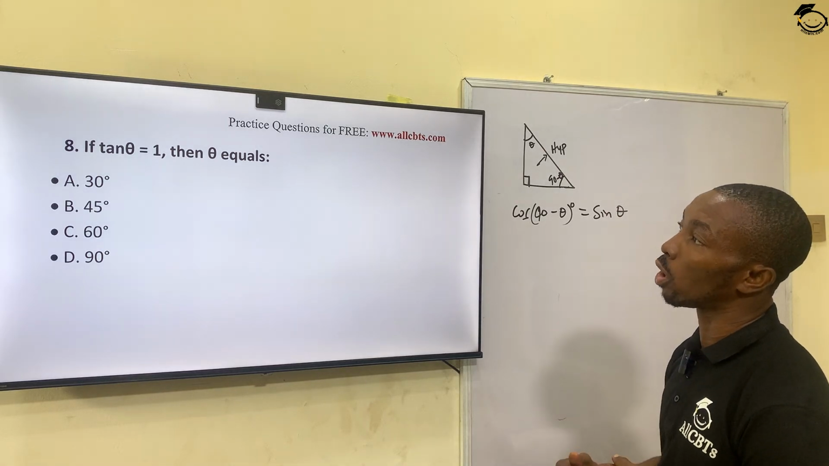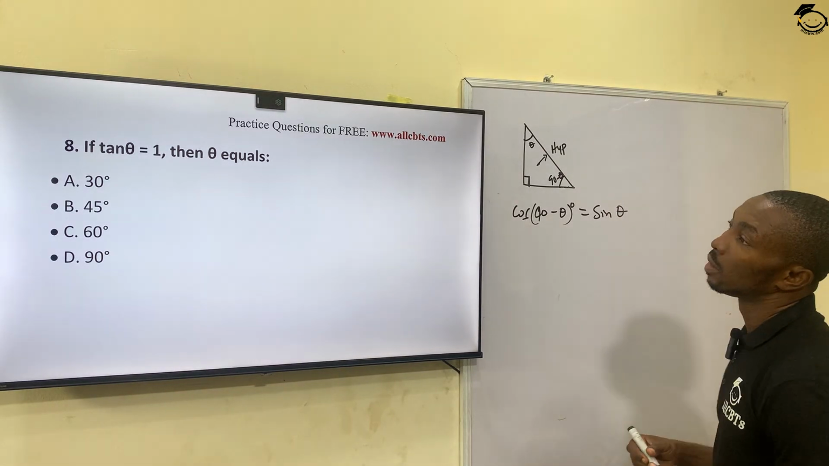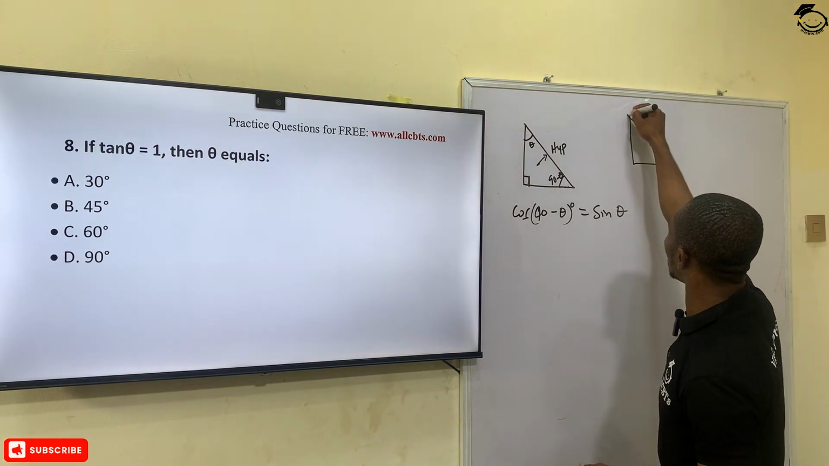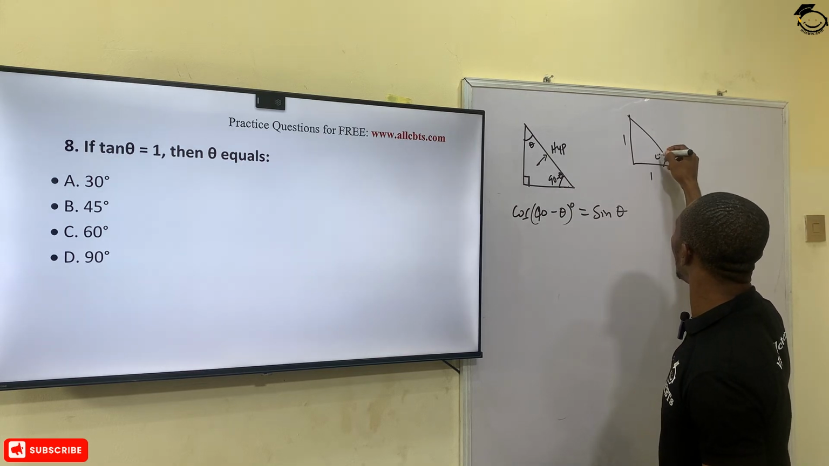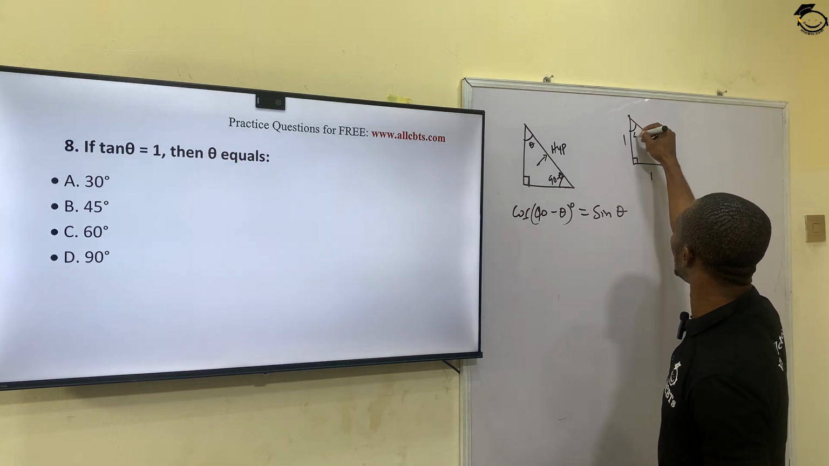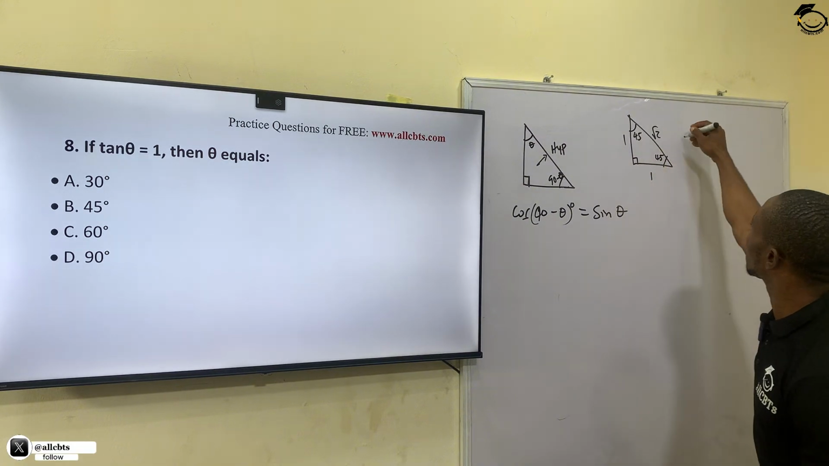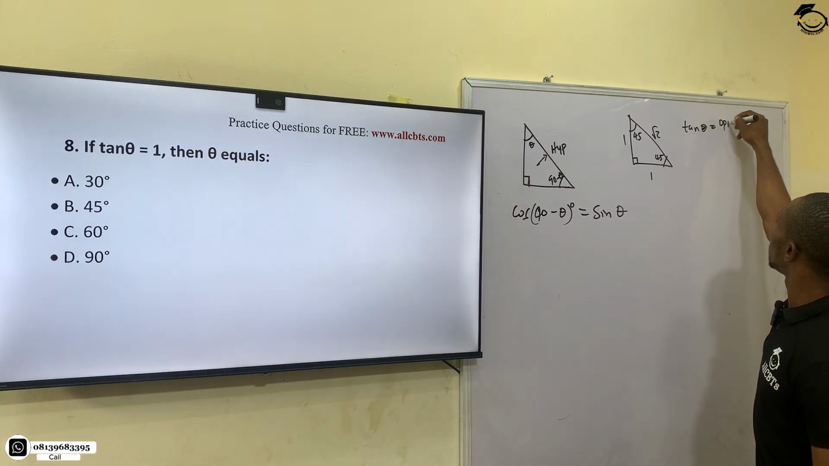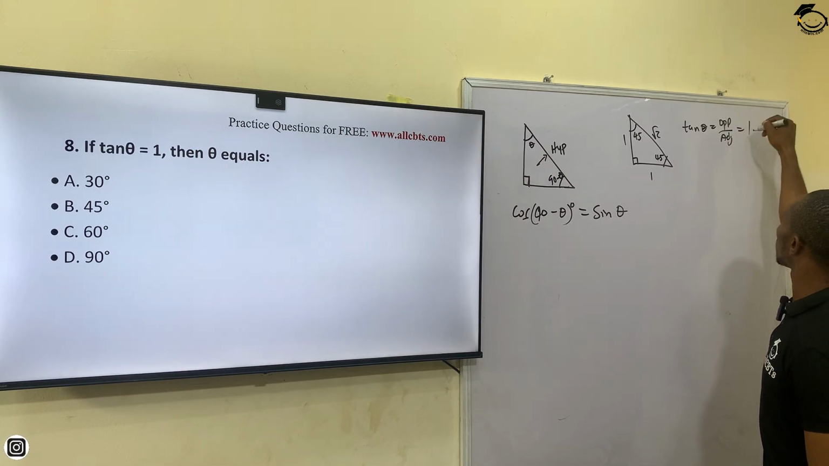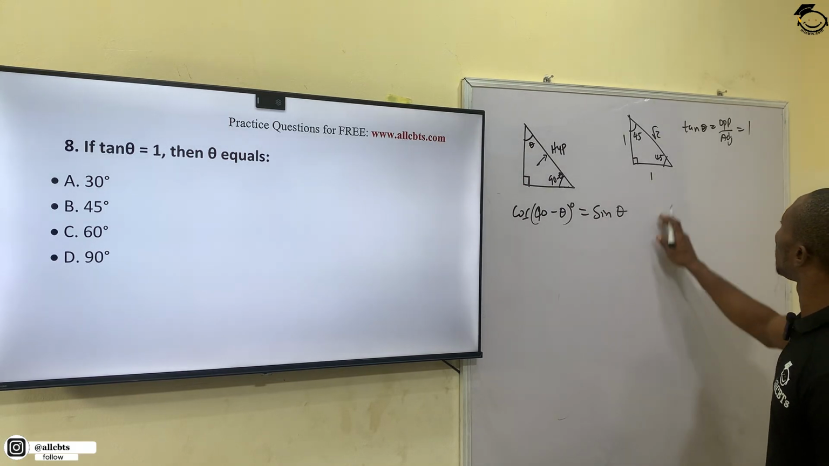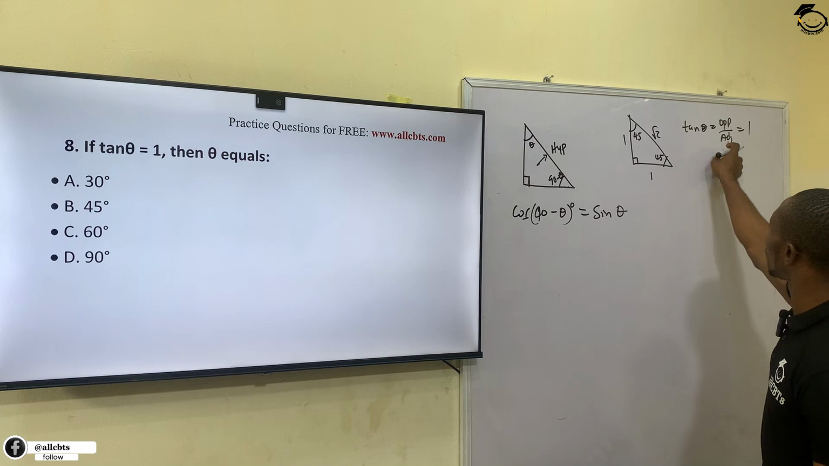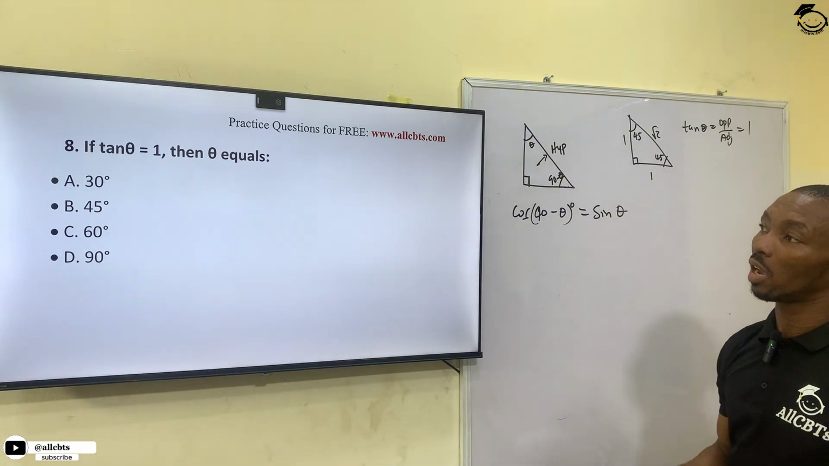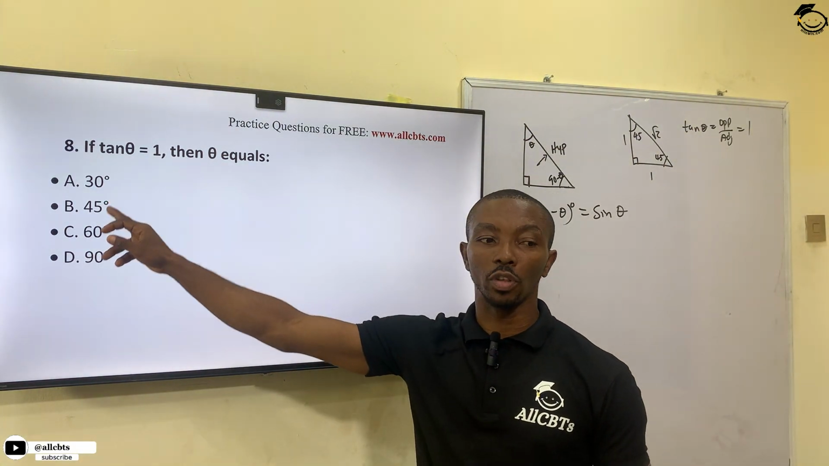If tan theta equals 1, then theta is what? They say tan theta, which is opposite over adjacent, equals 1. Then what is theta? Here, we know that tan is opposite over adjacent. Here we have our opposite as well as our adjacent being equal. So that means our theta equals 45 degrees.